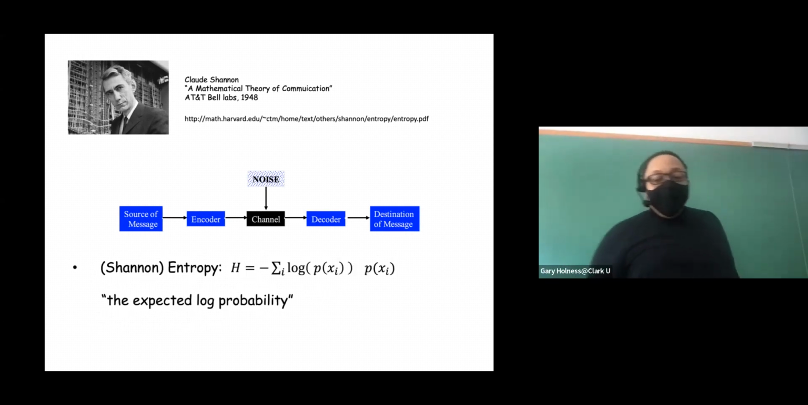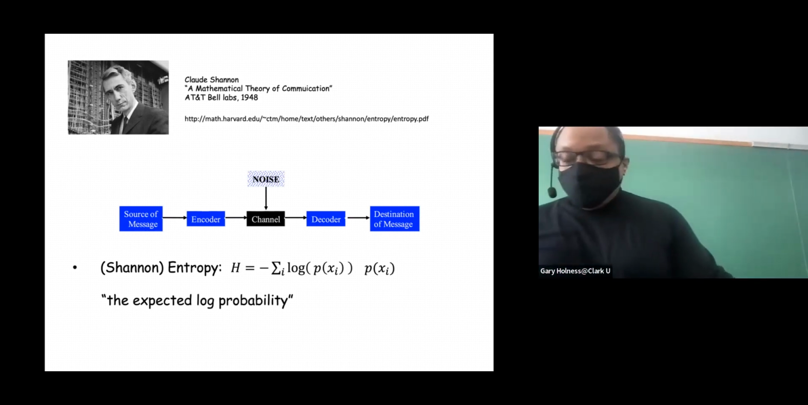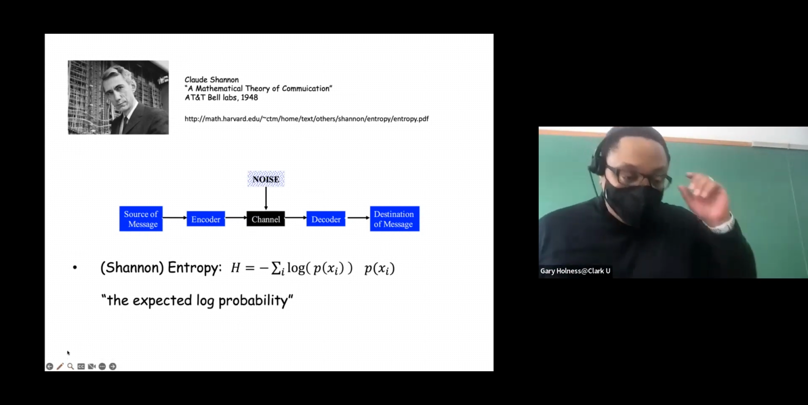Okay. And so Shannon created something that's called Shannon entropy, or just entropy. And what this entropy does, it takes the probability of the occurrence of some value or observation. That's our P of X.